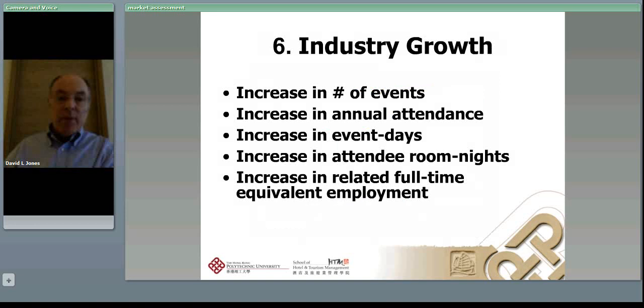Yet another method is industry growth. You know, looking at the increase in the number of events, either that we expect to get or that we've seen other like facilities, for example, doing. Increase in annual attendance, event days, room nights. This is a big thing, of course, right? Because how are they funded? They're funded by hotel guest room taxes, so we need to think about that. And of course, a regional explanation or justification is an important one with regards to thinking about full-time equivalent employment.